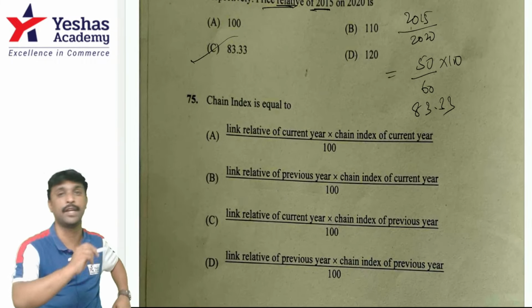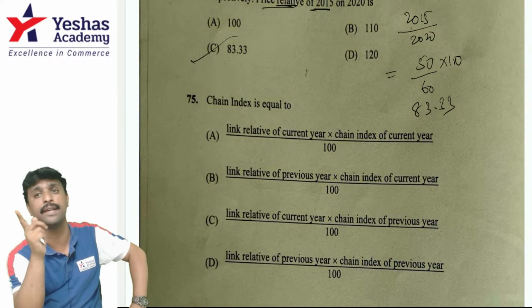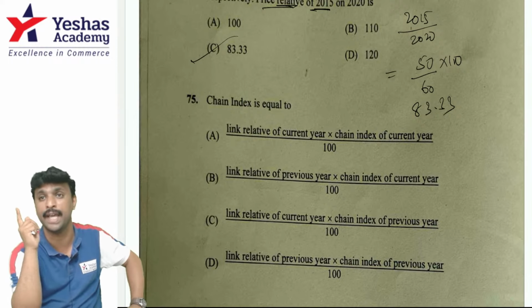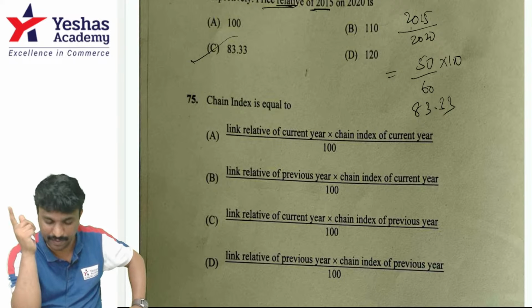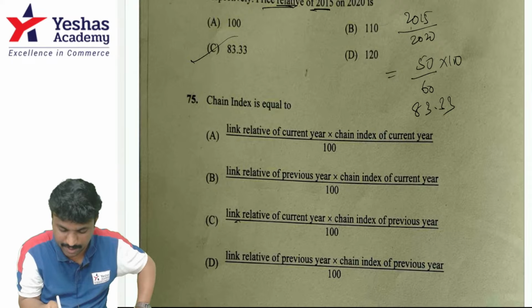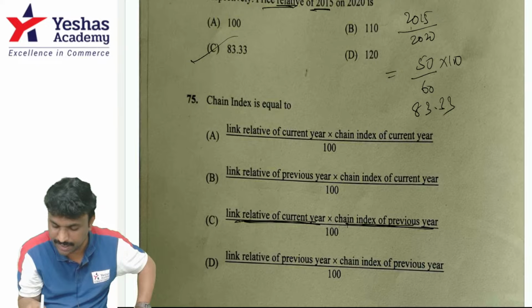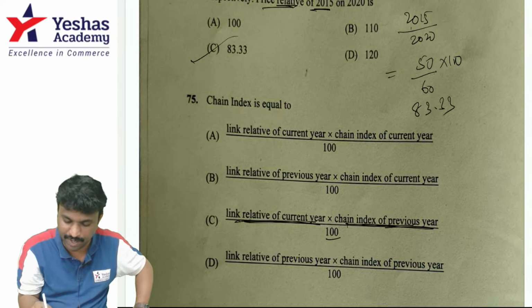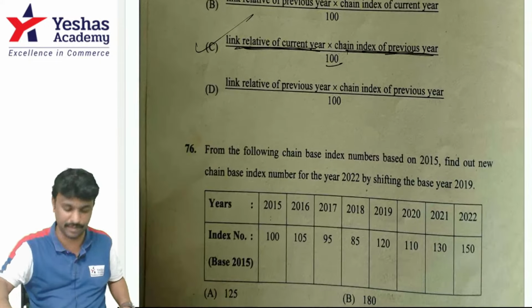Chain index number is equal to what? Chain index number means link relative of the current year into CIN, that means chain index number of the previous year, divided by 100. Link relative of current year into chain index of the previous year divided by 100. That means option C is the right answer.